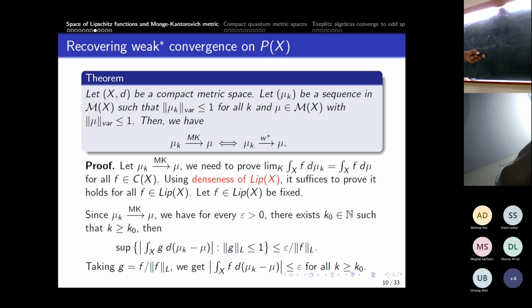Okay. Now given the f, if I take f upon the Lipschitz norm of f, it's of Lipschitz constant 1. So if I put g equal to f upon the Lipschitz norm of f, it basically implies that the modulus of the integral of f d(mu_k minus mu) is less than or equal to epsilon, which basically implies that the integral of f d mu_k converges to the integral of f d mu. So the convergence in MK implies the convergence in the weak star topology.